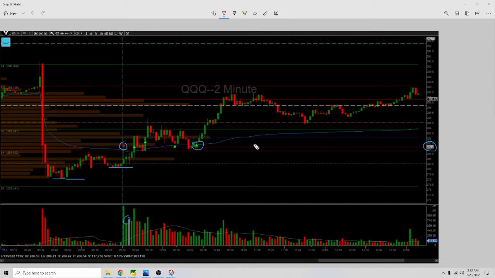And so that's what you do. So I got long at just above S4, and rode it back to that VPOC. Was at previous day's close, and then I took a pretty good partial, but then I took another one. I thought I was going to lose that.